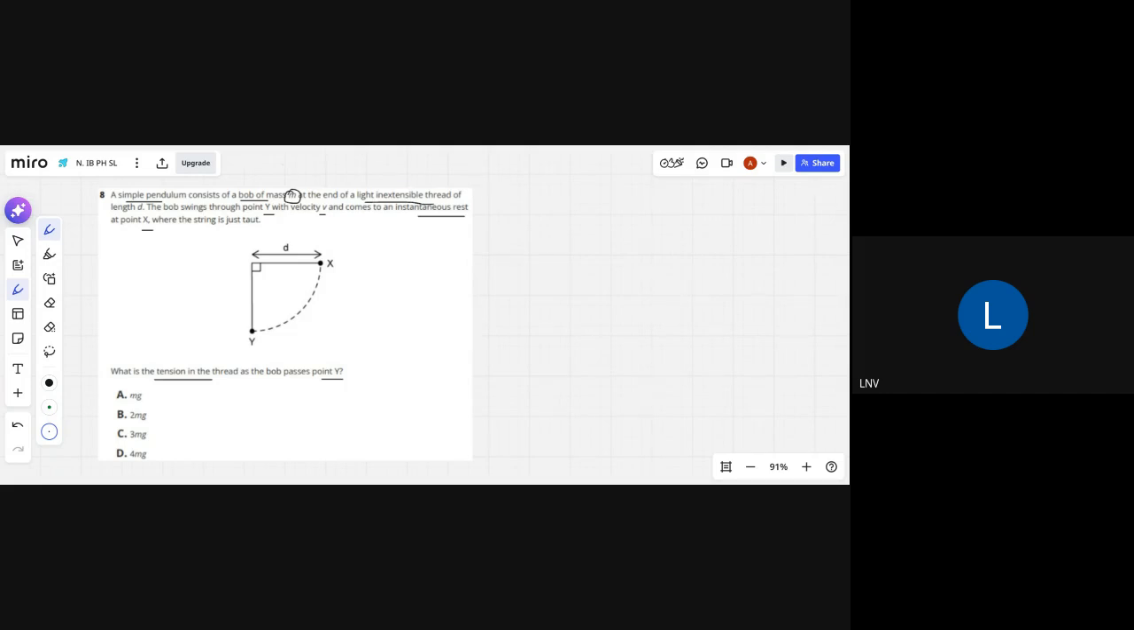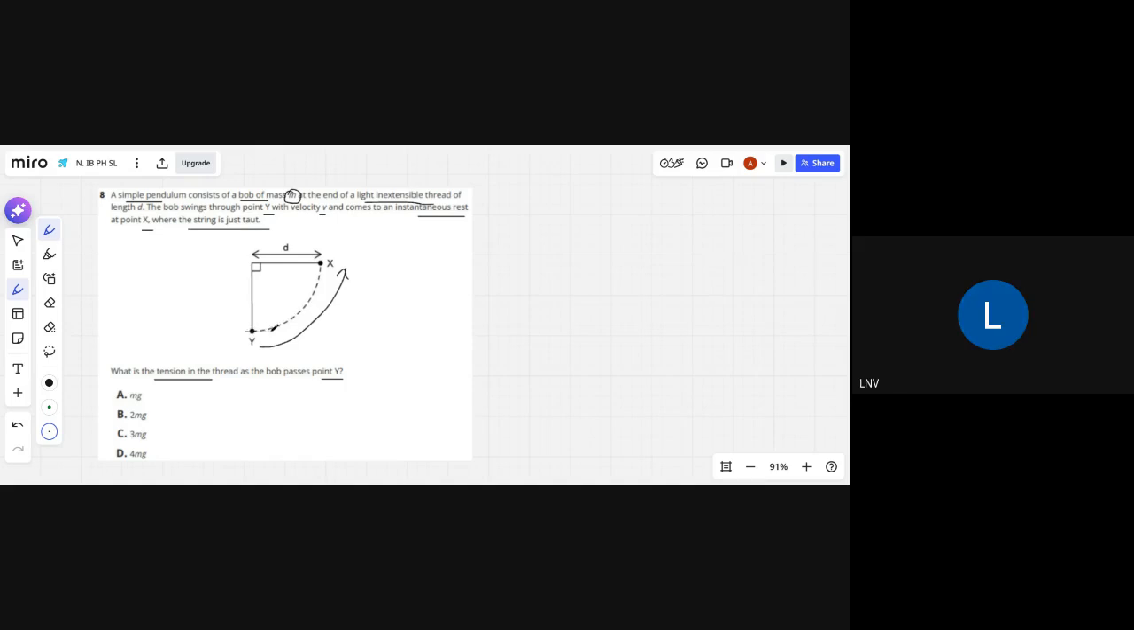When it comes to rest at point X, does it mean it's caught again? Is it dropped from X? Think of it like the bob swings through point y with velocity v and comes to instantaneous rest at point x. You could think of it like that.